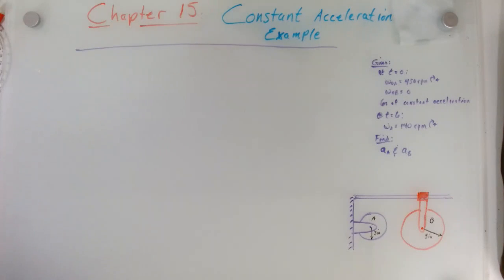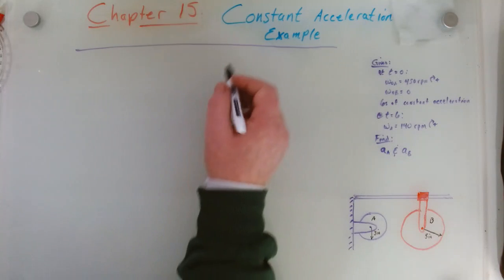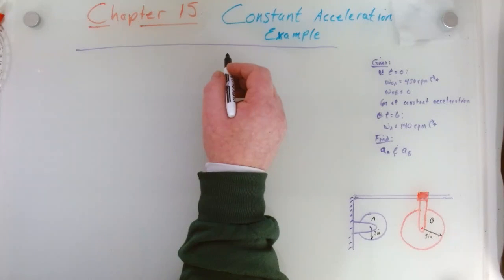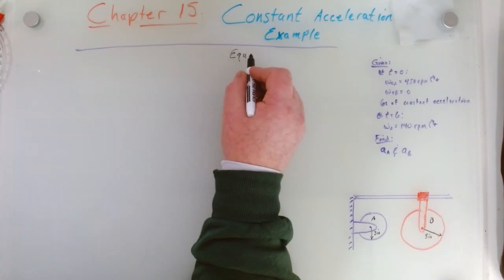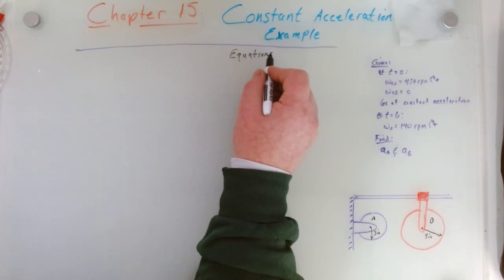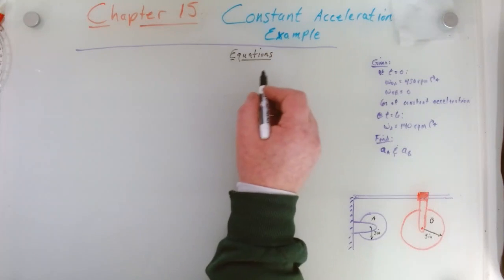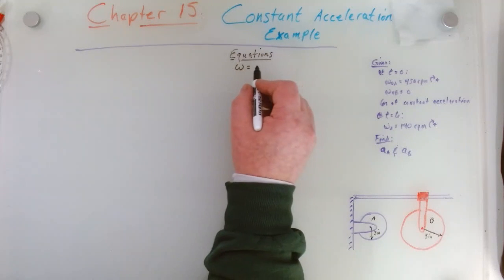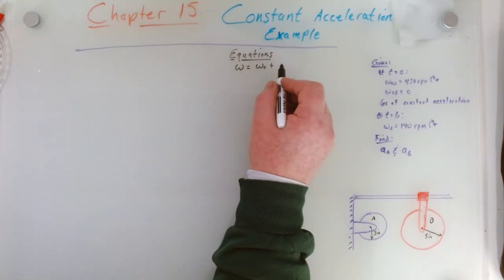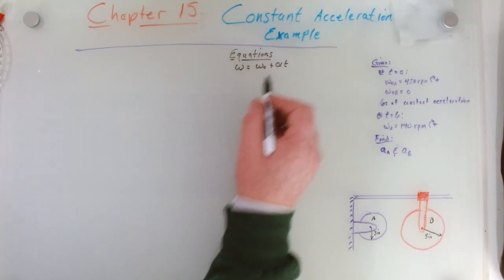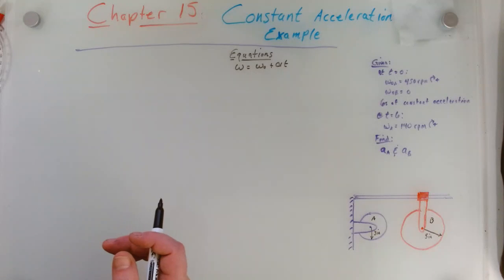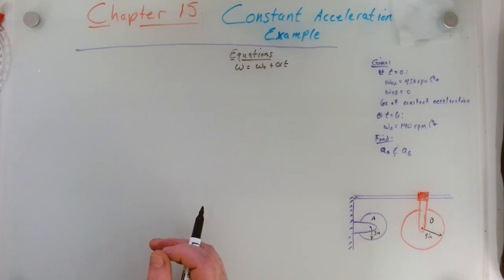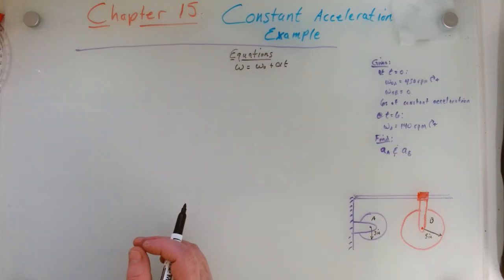First of all, remember from a few videos ago, our constant acceleration equations. Omega equals omega naught plus alpha t. I think that's the only one we're going to need. We can come back if we need another one. So we've got these in terms of RPMs. That doesn't really help.